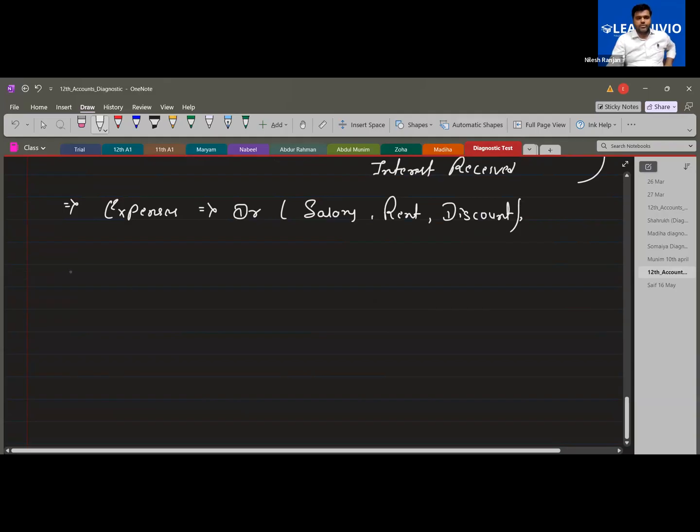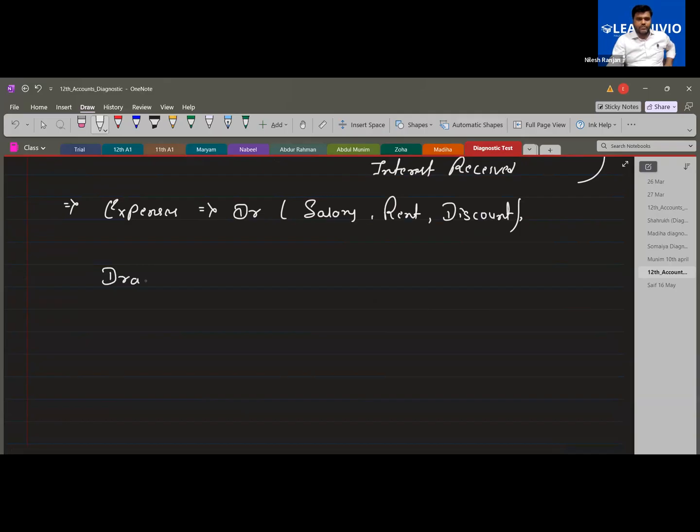Now there are some items which are not included in all these categories. There is drawing. If it is given in the question, it will go on the debit side. If there is opening stock, it will be on the debit side. Purchase is on the debit side. Purchase return is on the credit side. Sales is on the credit side. Sales return is on the debit side. Okay. Is this clear? Yes.